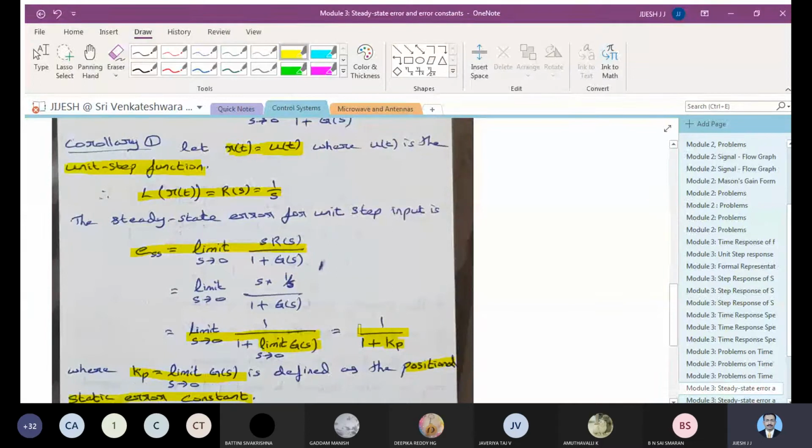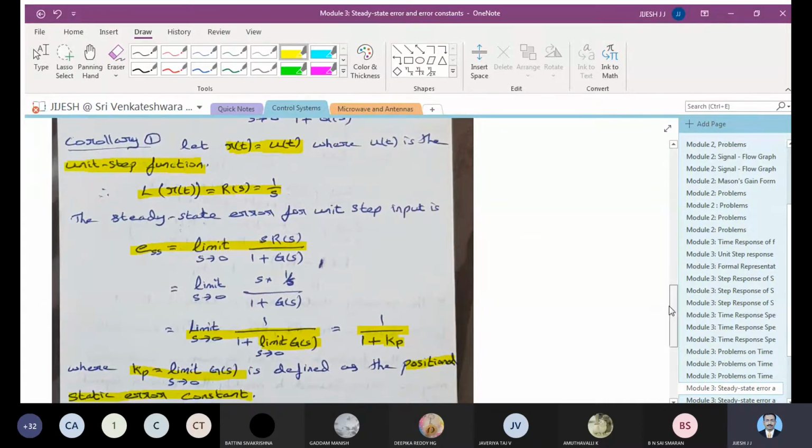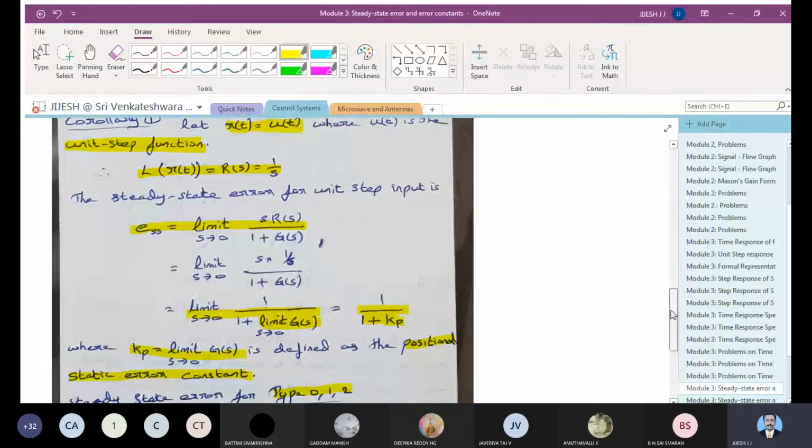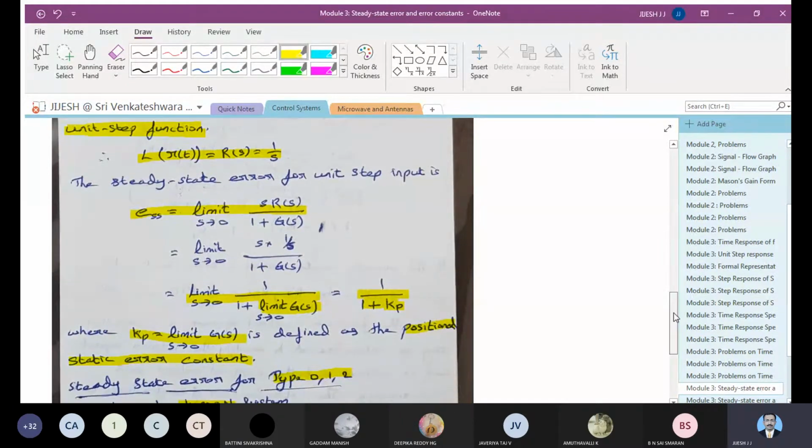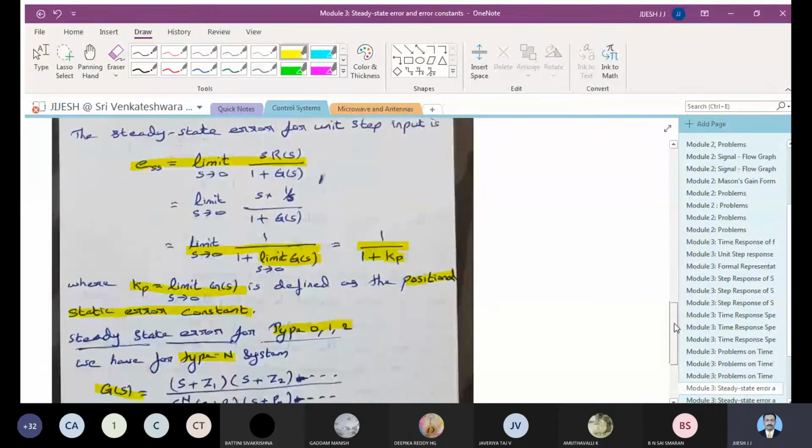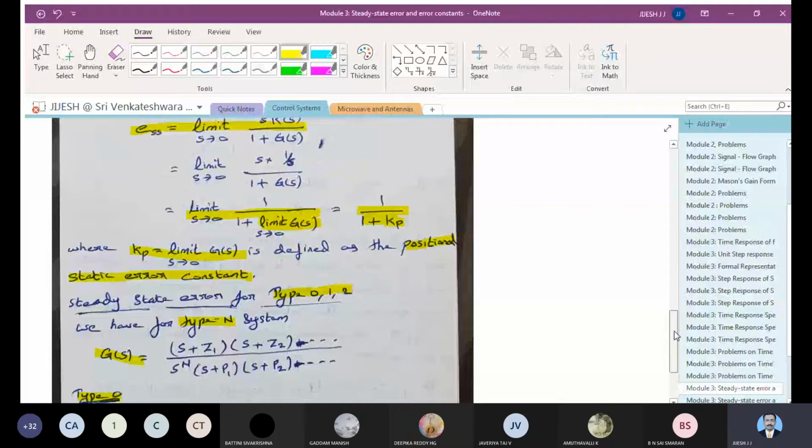a few things, like we are going to define a few types. We are not going to define so many types, just type 0, type 1 and type 2 systems we are going to see. So first we wrote for the type n system. This is the general equation for the type n system. So first let me proceed with type 0. So n will become 0.